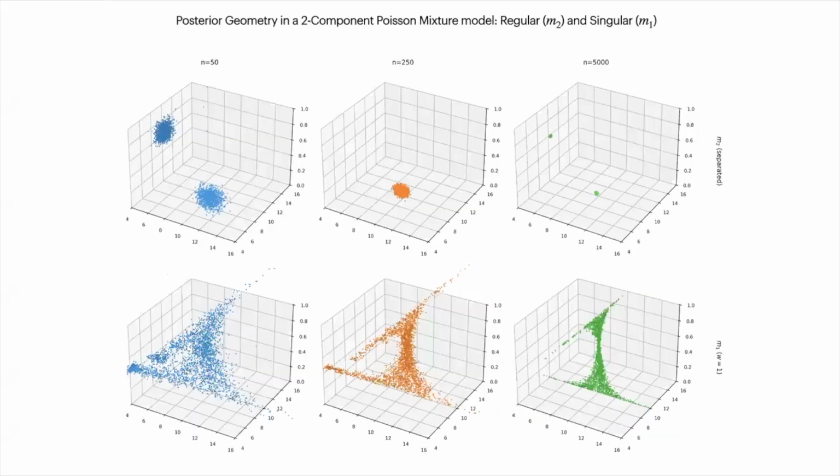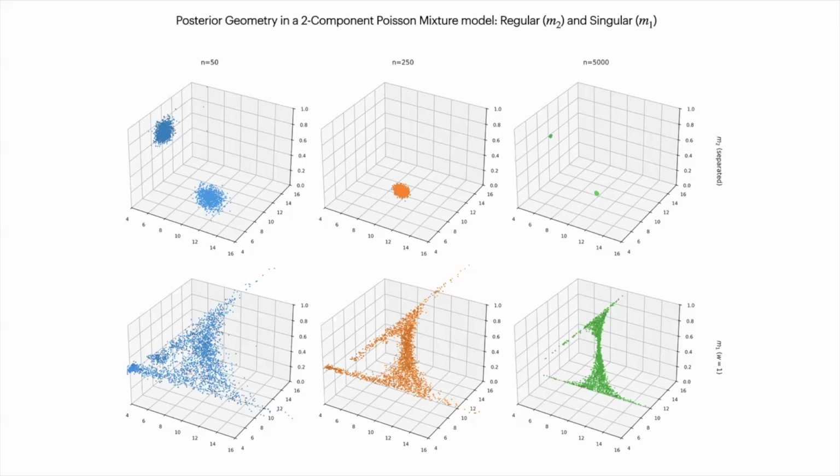Now, the first thing I wanted to show, just because there are going to be a few plots, is to ground what's really going on. As you can see here, these are the posterior samples from a two-component Poisson mixture. The top row is the regular model, if you ignore the isolated label switches. And the bottom chart is actually singular. The data-generating process is a single component, but obviously we're using a mixture model. So you can clearly see the singularity.